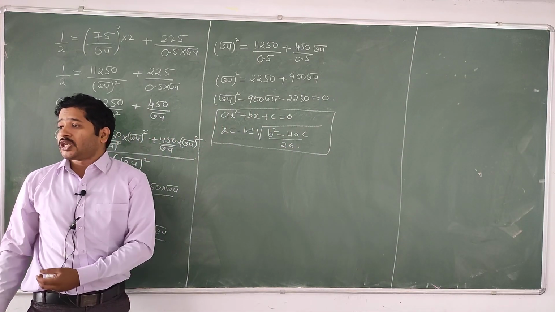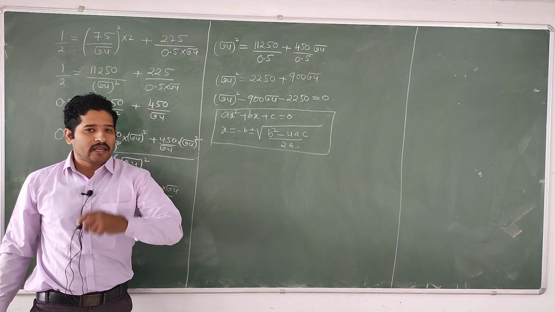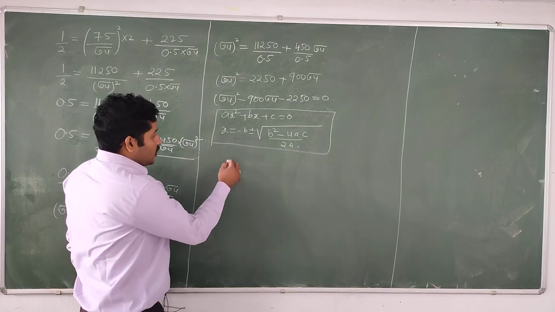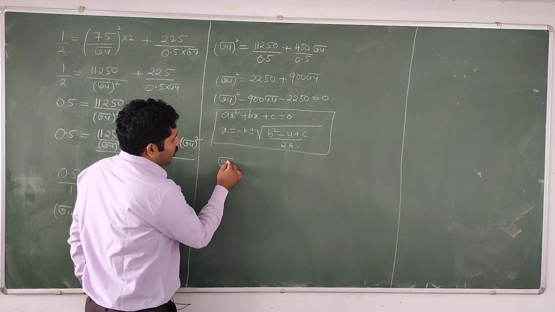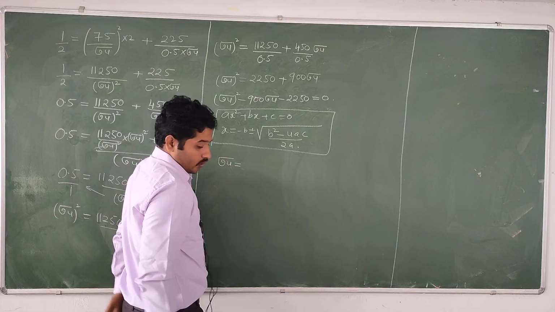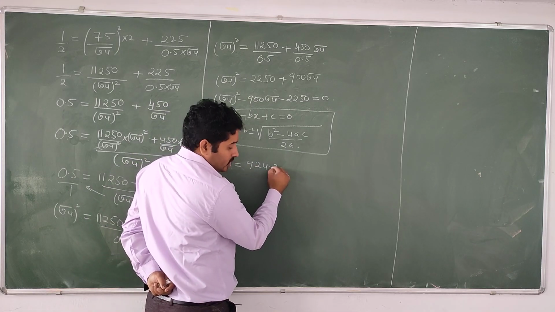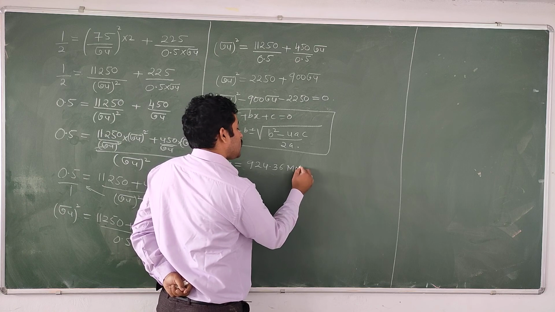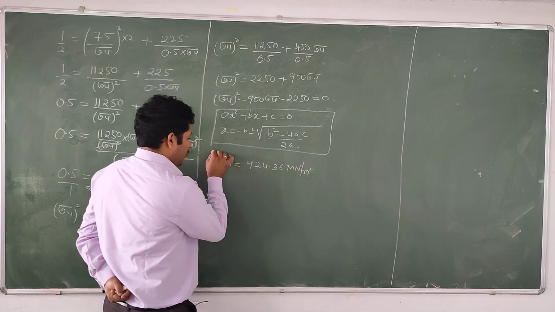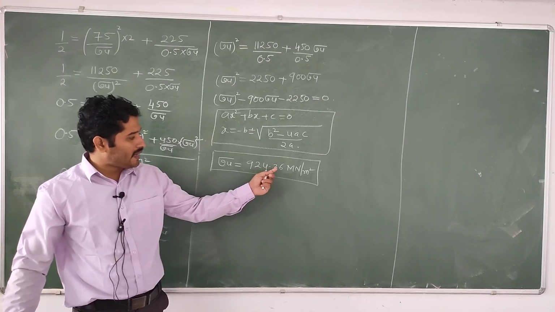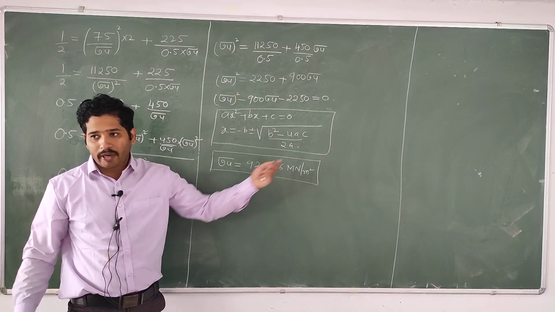As well as you can solve directly with the calculator, then you can easily get the value of sigma u. So I am getting the value of sigma u as 924.36 mega Newton per meter square. Is it right? I am getting the value as 924.36 mega Newton per meter square.